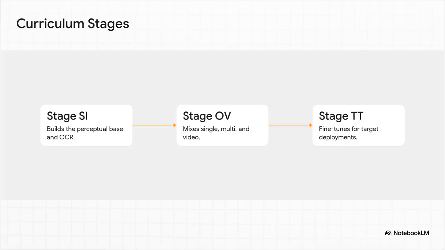So they use a very specific rule of 3 for the curriculum to prevent that. Step 1 is Stage SI, Single Image Training. This builds a rock-solid perceptual base, teaching the AI to see fine details and read high-res text. Step 2 is Stage OV, where it mixes single, multi-image, and video together, teaching the AI how to handle complex compositional logic. And finally, step 3 is task transfer, tweaking the model for whatever specific real-world job it's actually going to do. By moving strictly from deep perception to complex composition, the AI totally avoids catastrophic forgetting.